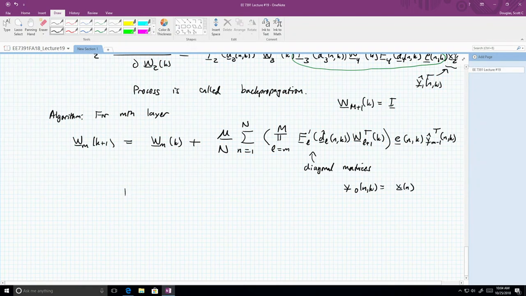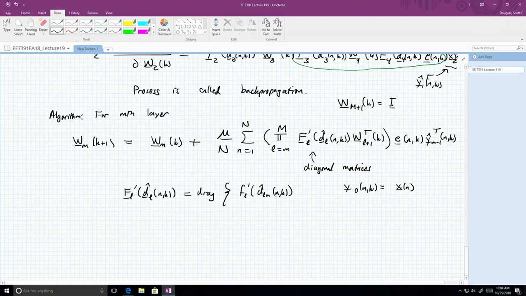And of course, f L prime of d l hat of n k is just a diagonal matrix of the derivatives of the nonlinearities evaluated at d l of n and k.